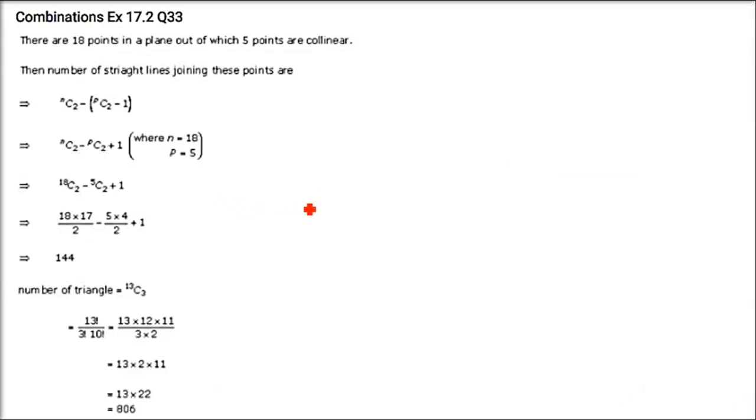Out of 18 points in a plane, 18 points are there. No 3 are in a straight line except 5 points, which are collinear. So 5 points are collinear. How many straight lines and triangles can be formed by joining them? So first is straight lines, second is triangles.